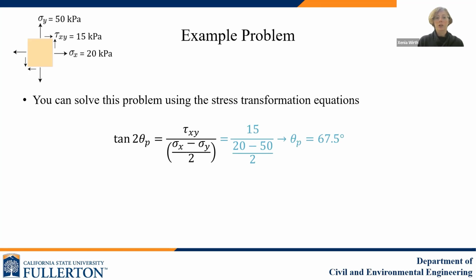You can also solve for the angles of your principal and shear stress planes using the stress transformation equations. You still have your initial stress state defined. You plug in those values from your initial stress state, you take the arc tangent, divide by 2, and you find that the angle of the principal stress plane is 67.5 degrees. And the angle of the maximum shear stress plane, where the maximum shear stress is acting, is rotated 22.5 degrees from the horizontal, and that is the angle of the principal stress plane minus 45 degrees.